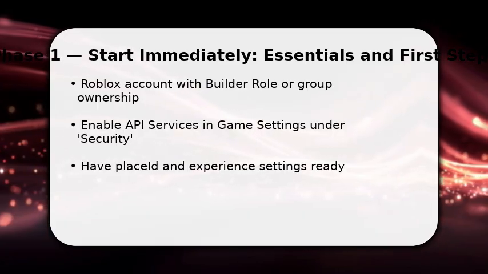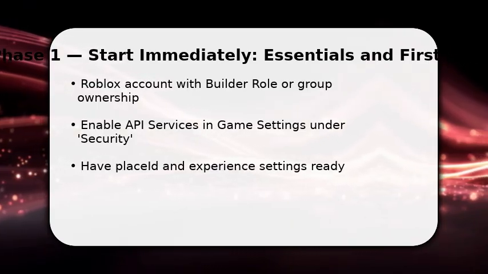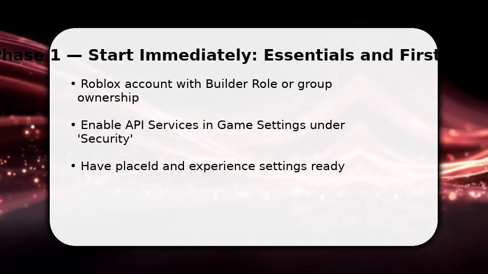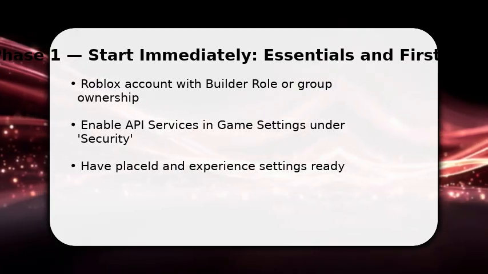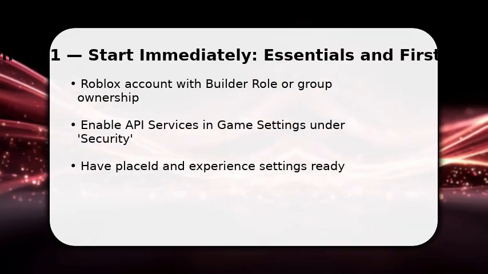Next, navigate to the Game Settings Security tab and toggle API services on. This grants the backend permission. Finally, note your place ID and the experience instance. These identifiers link the key to the correct game when you request tokens.